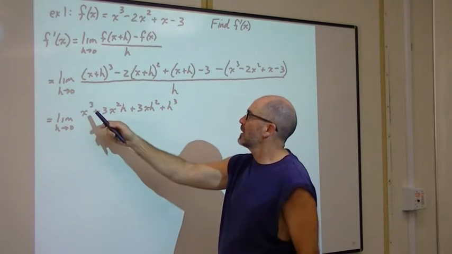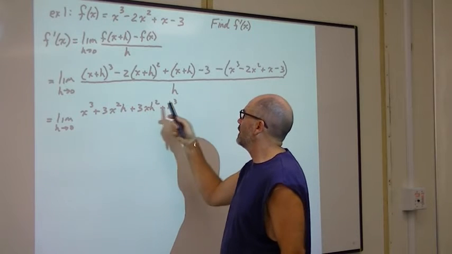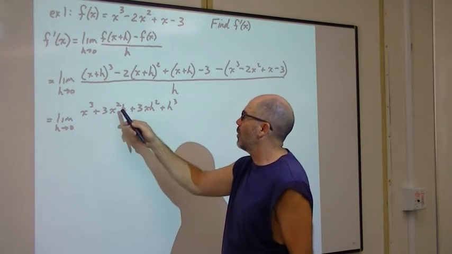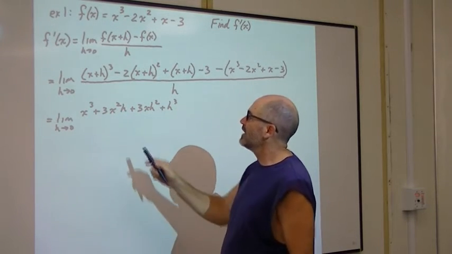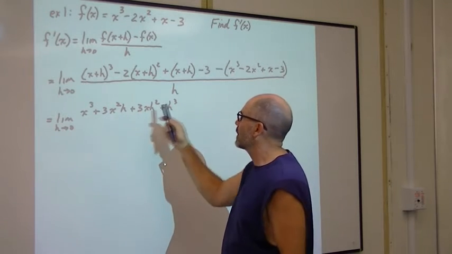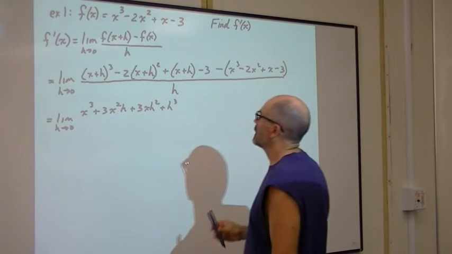The x goes 3, 2, 1, 0. The h goes 0, 1, 2, 3. And the coefficients go 1, 3, 3, 1. So there's my (x + h) cubed.